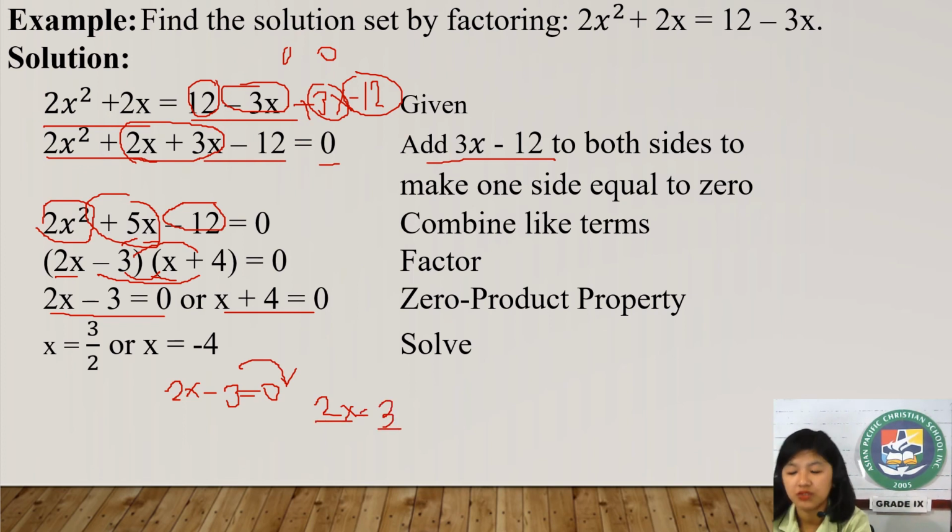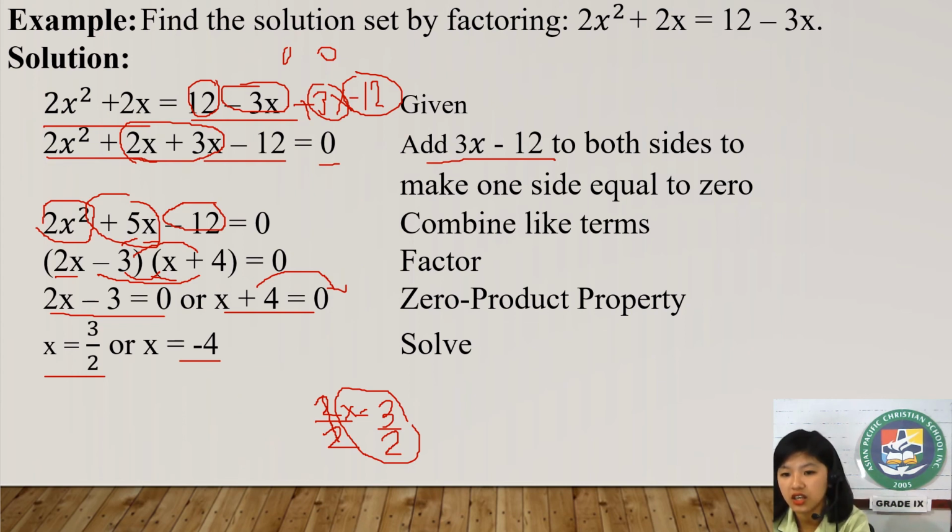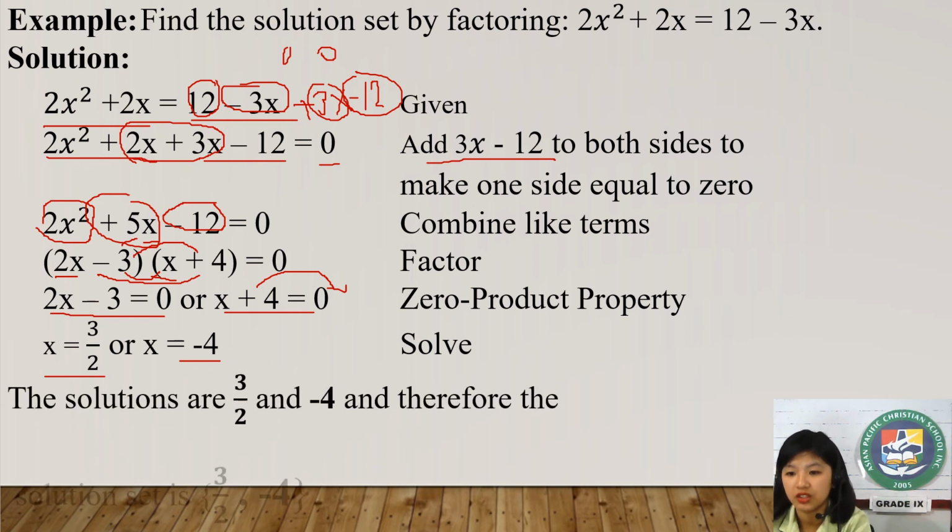And para makuha natin yung value ni x, i-divide natin siya both side kung ano yung kasama ni x. So, ito siya. Kaya, 2 yung i-divide natin. Then, cancel 2 and 2. Kasi 2 divided by 2 is 1. Then, ang natira is x is equal to 3 halves. Kaya, ito yung sa first solution natin. Then, x plus 4, kapag tinranspose positive 4, magiging negative 4. Kaya, x is equal to negative 4. Ngayon, ang mga solution sets natin ay 3 halves and negative 4.